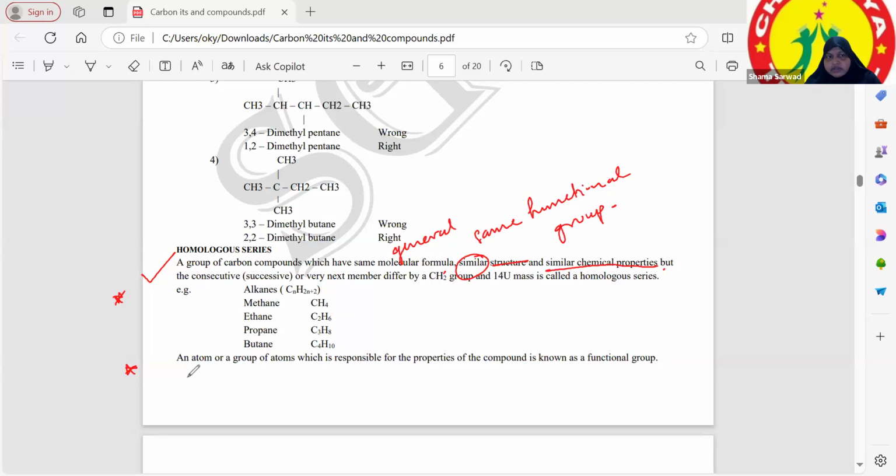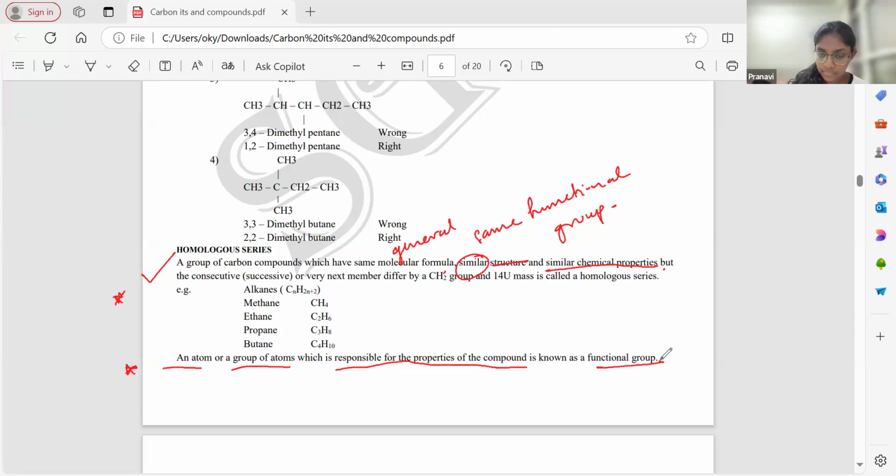And what is the functional group? An atom or a group of atoms which is responsible for the properties of a compound is known as a functional group. Yes, ma'am. So, ma'am, basically the double and triple bonds are functional groups. The group of atoms responsible for the property of the hydrocarbon is completely changed, right? And hence those are primary functional groups. Apart from that, many other functional groups are there that we are going to learn.